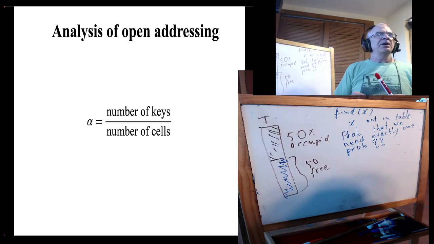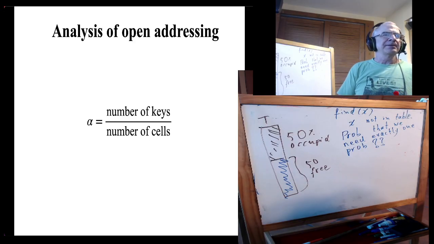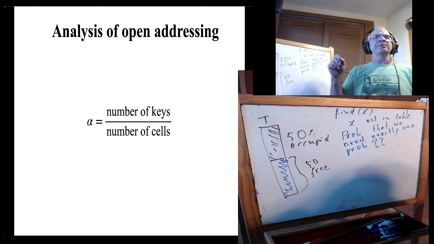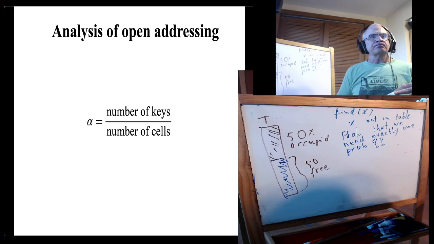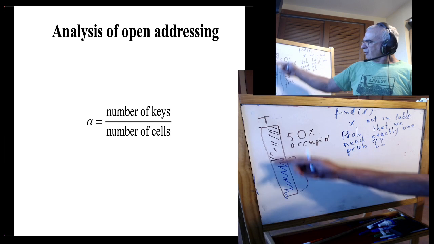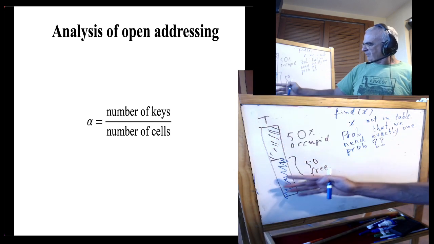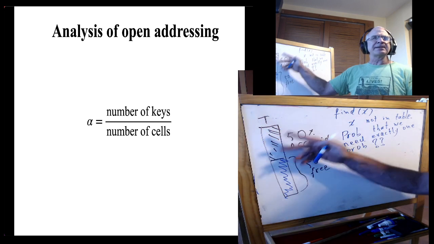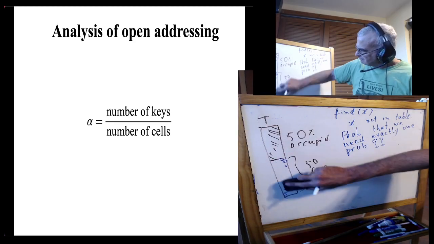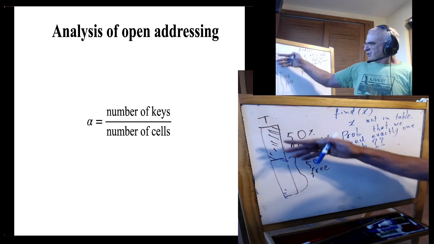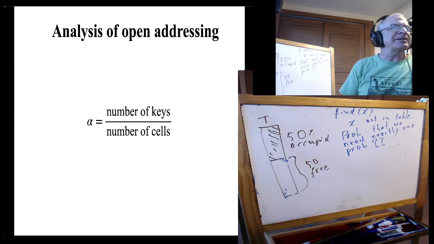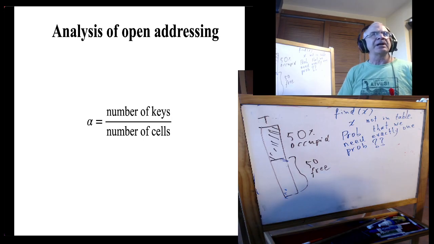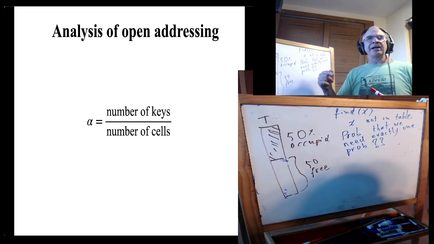How could it be that my search process contains only one probe? That after one probe I already decided that X is not in the table. And remember, all I know is that the table is 50% occupied and 50% free. I'm not saying anything about the clustering here. That's not what I'm trying to convey. I'm just saying these are the portions of free versus occupied. 50% free, 50% occupied.